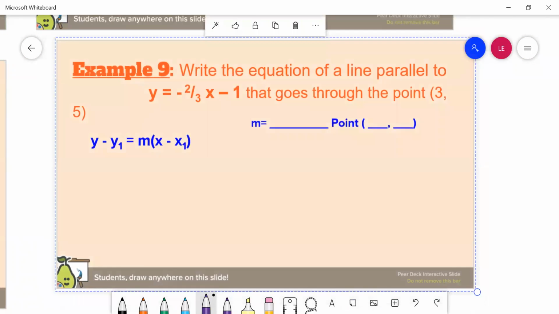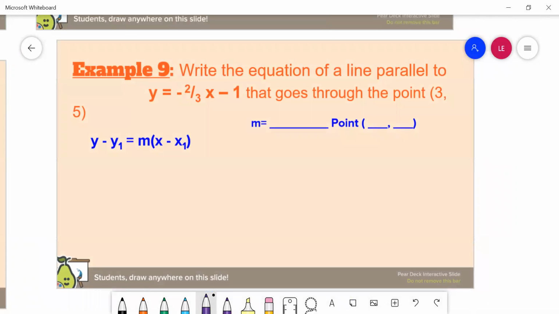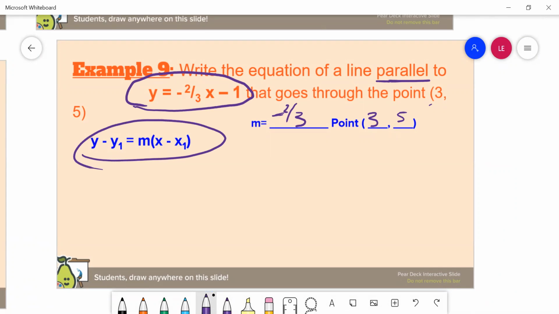Then for these right here, remember that parallel lines have the same slope. We're going to find the equation of a line that is parallel to y is equal to negative 2/3 x minus 1 and goes through the point 3, 5. So I know that I need an equation that has the same slope and goes through point 3, 5. I'm just going to put it into point-slope form. So this would be y minus, this is x1, this is y1, so I'm going to put minus 5. Your slope is negative 2/3, and then we're going to do minus the x, which is 3, x1.